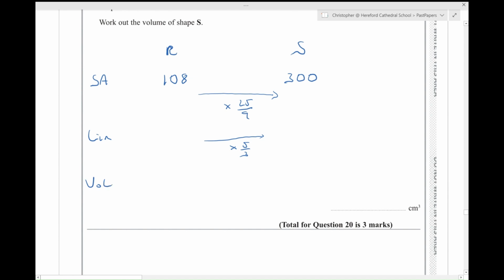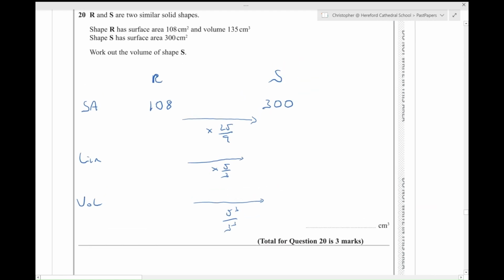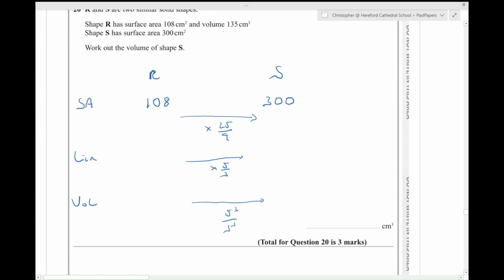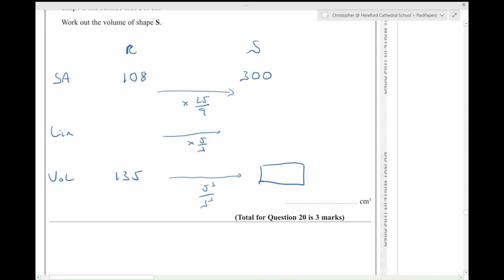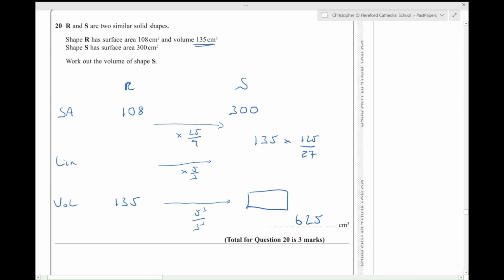So the volume scale factor will be 5 cubed over 3 cubed. Now let's go back to the information in the question. It tells us that shape R has a volume of 135. And it asks us for the volume of shape S. So that's going to be 135 multiplied by 125 over 27. And that gives me the answer 625. And that is question 20 done.